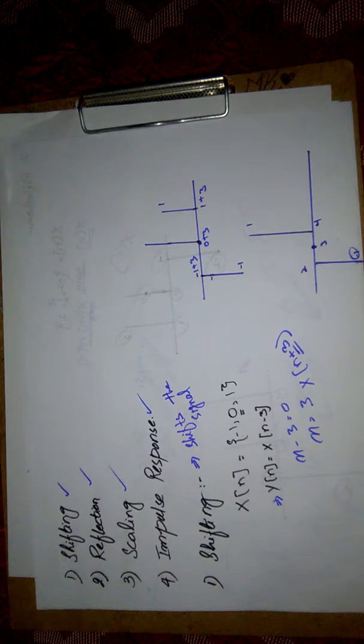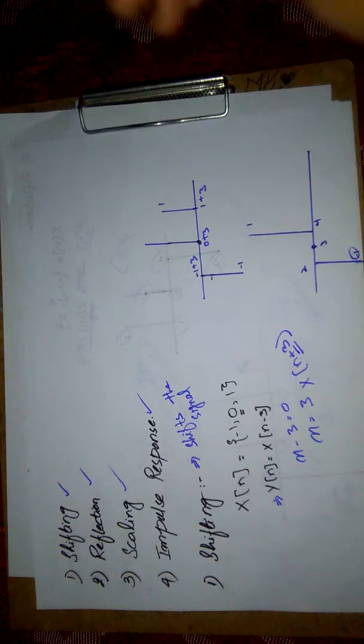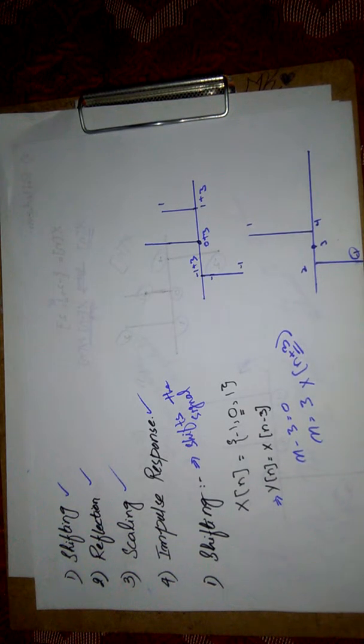Today I will tell you about the basic operations. In this lecture I will explain shifting, reflection, scaling and impulse response. First of all, starting from shifting. Shifting moves the signal either towards the right or left.